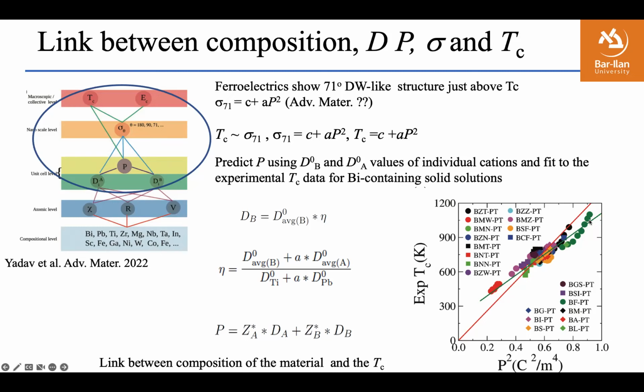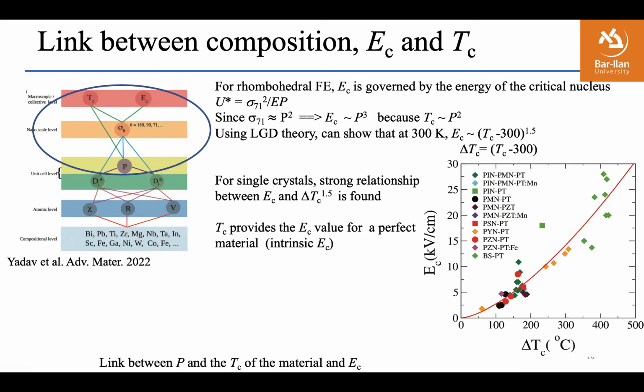So we can now link a composition of the solid solution and TC to fairly good accuracy. Okay, so now let's go to the next thing, which is the coercive field. For a rhombohedral ferroelectric, the coercive field is governed by the energy of the critical nucleus, right?